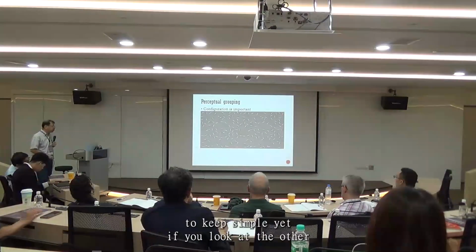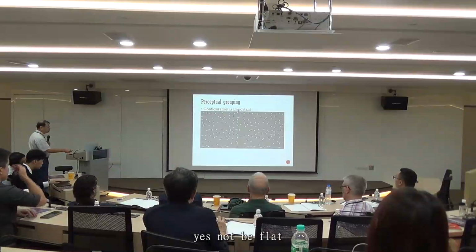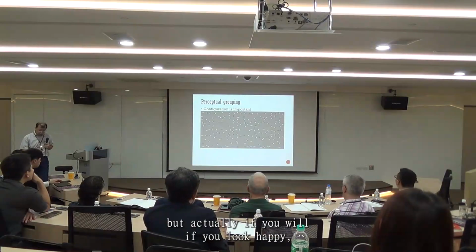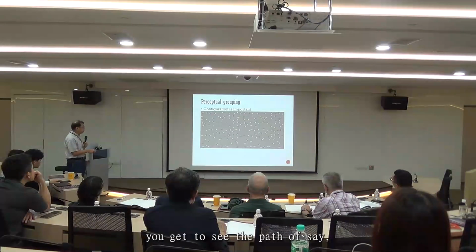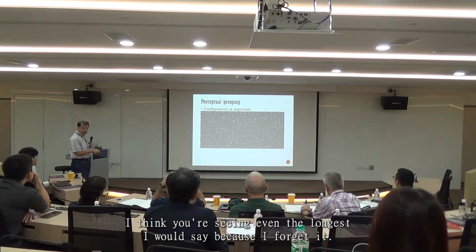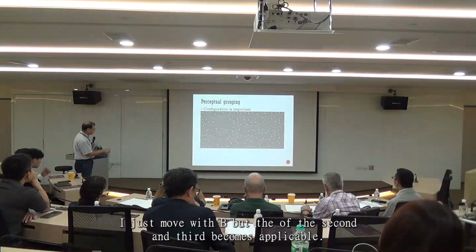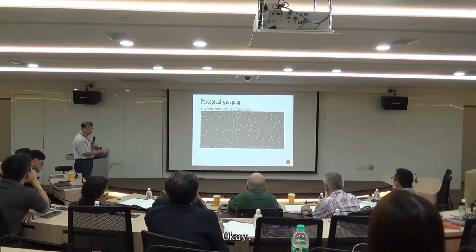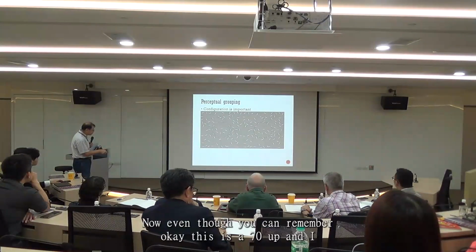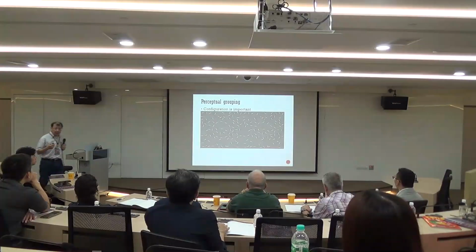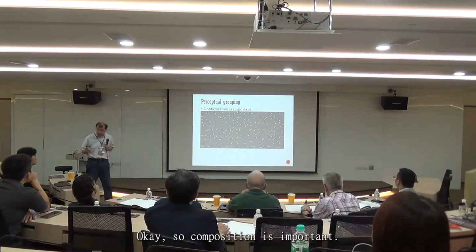Okay, here is an example. Here you can see a circle here. Here is nothing, right? But actually, if you look carefully, you can see the pattern on the two sides are exactly the same. Even the noise is the same, because I just moved the elements of the circle around. Now, even though you can remember, okay, here's a circle here, you still have no idea where they are. Okay. So configuration is important.